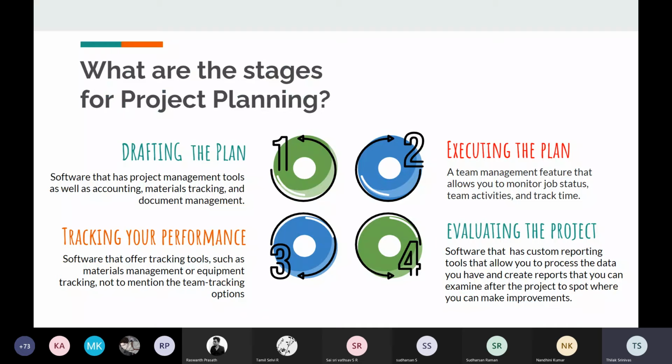Now let's move on. Let us talk about the stages of project planning. There are 4 stages of project planning. First is drafting the plan. Second is executing the plan. Third is tracking your performance. And finally, evaluating the project. So let us look at them one by one.